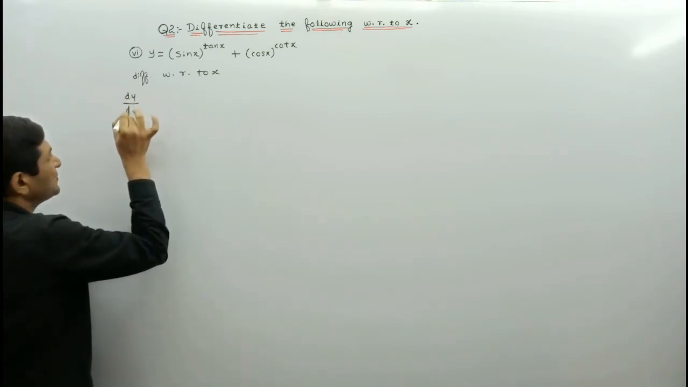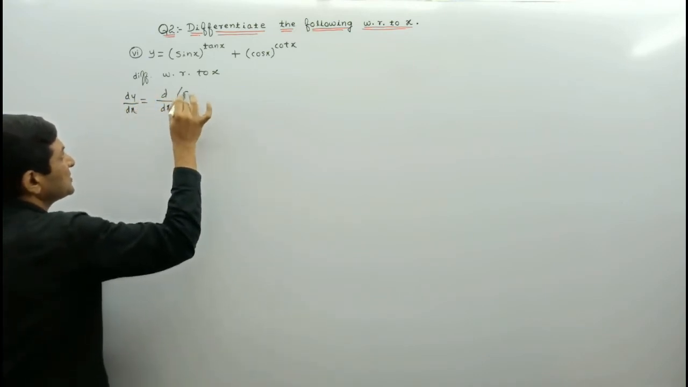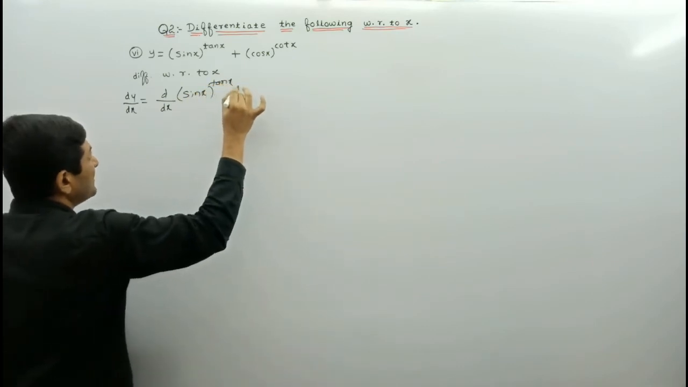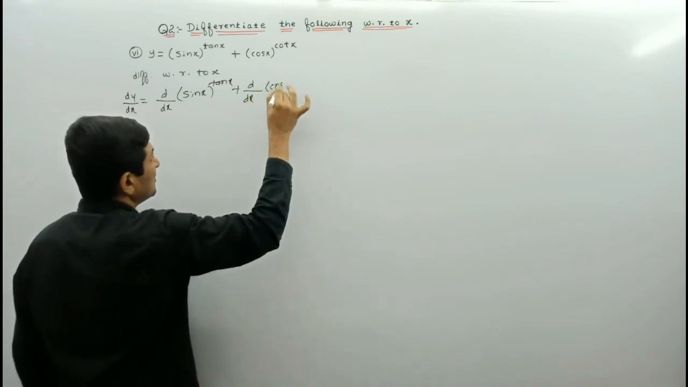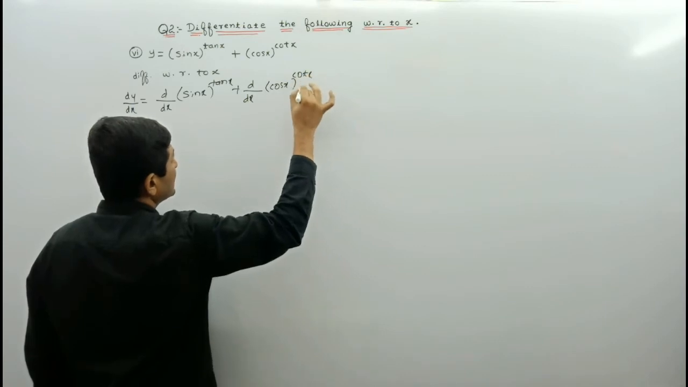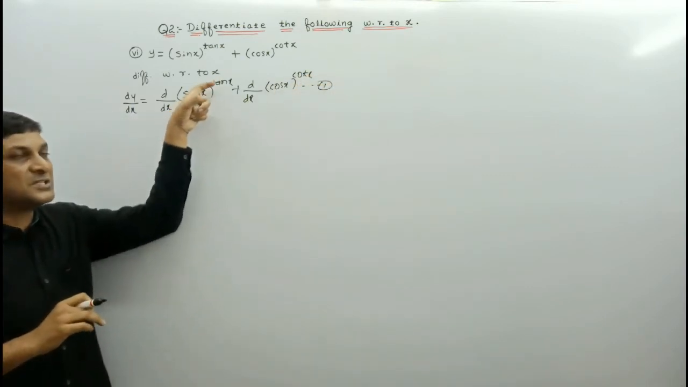Dy upon dx will be equal to, here directly we are not able to find out this differentiation since the term is in the form of f of x raised to power g of x. So separately we will find out the differentiation of both the terms. Means differentiation of first term also and differentiation of second term, means cos x raised to power cot x. Let us denote this value by equation number first. Now we are trying to find out this differentiation.